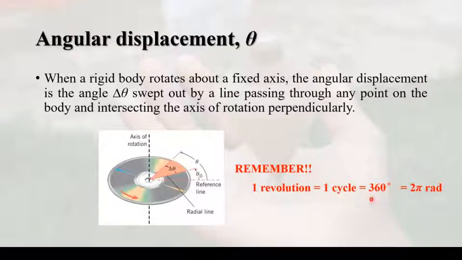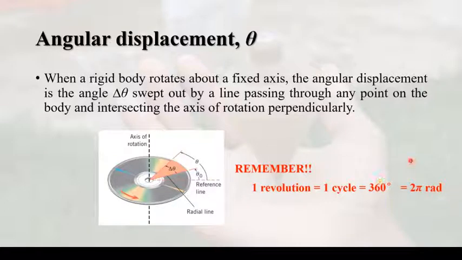One revolution is equivalent to one cycle. And one cycle is equal to 360 degrees, and it is equal to 2 pi radian. So for all of the values that involve angular displacement, the SI unit must be in radian. Okay, it must be in terms of radian. So you have to know how to convert the unit.